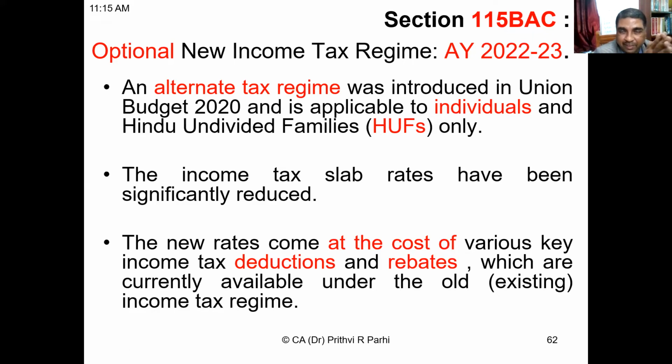Okay. And under this scheme, what has happened? The slab rates have been significantly reduced. You have to pay tax at a reduced rate. But it has got a cost. Cost in the sense certain deductions and rebates will not be allowed. For example, that 87A rebate you have seen, that will not be allowed. Like this, many deductions and rebates are there which will not be allowed. We'll be discussing all of them.